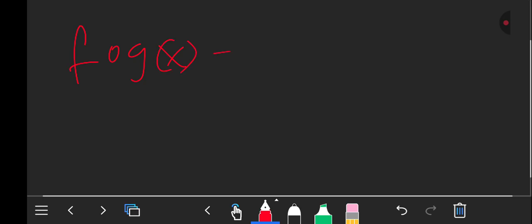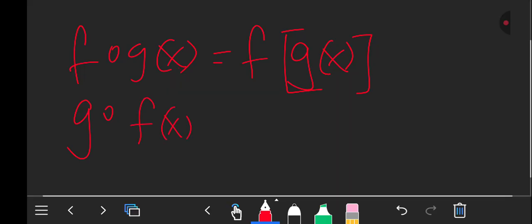like when you have a certain function, let me say f of g of x, okay? So this simply implies that in the function f, where there is x, substitute g of x. So this is the meaning. And when you have g of f of x, it implies that in the function g, where you see x, substitute f of x.